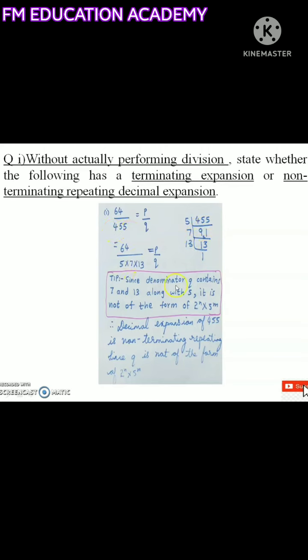Now what is the tip here? Since the denominator q contains 7 and 13 along with 5, see, 7 and 13 are there along with 5, so it is not of the form 2 power n into 5 power m. What is the 2 power n into 5 power m form? It means only 2 power n, or 5 power m, or both 2 power n and 5 power m. But here along with 5 I have 7 and 13. So it is not terminating. That is, it is not of the form 2 power n into 5 power m.